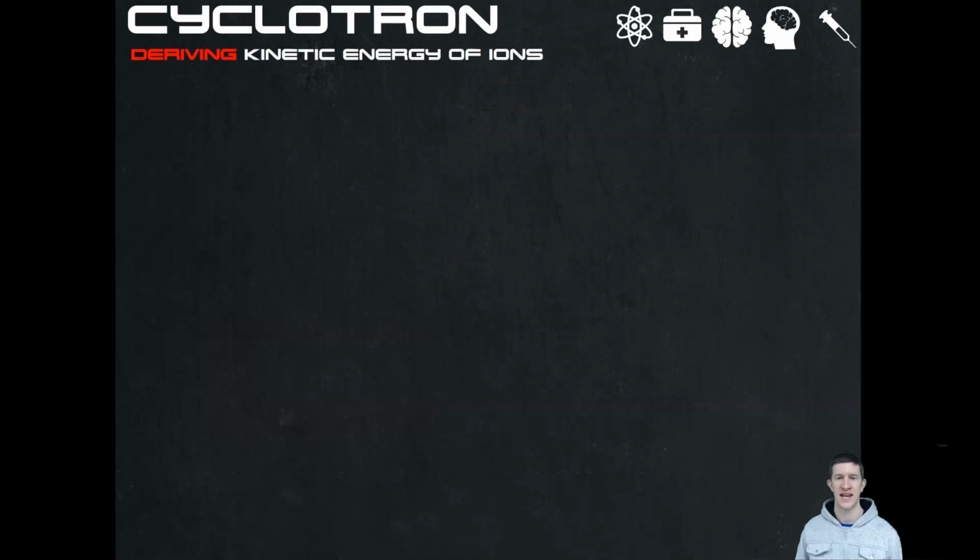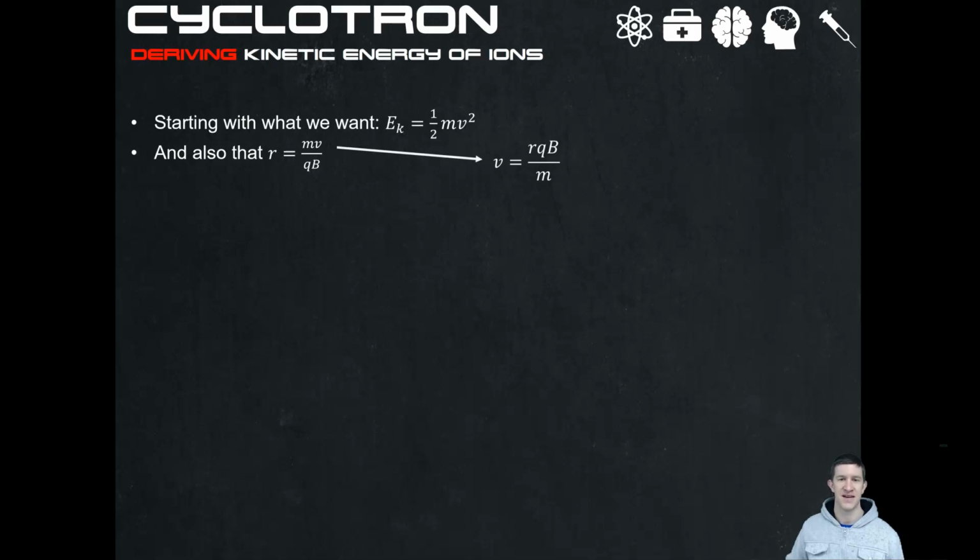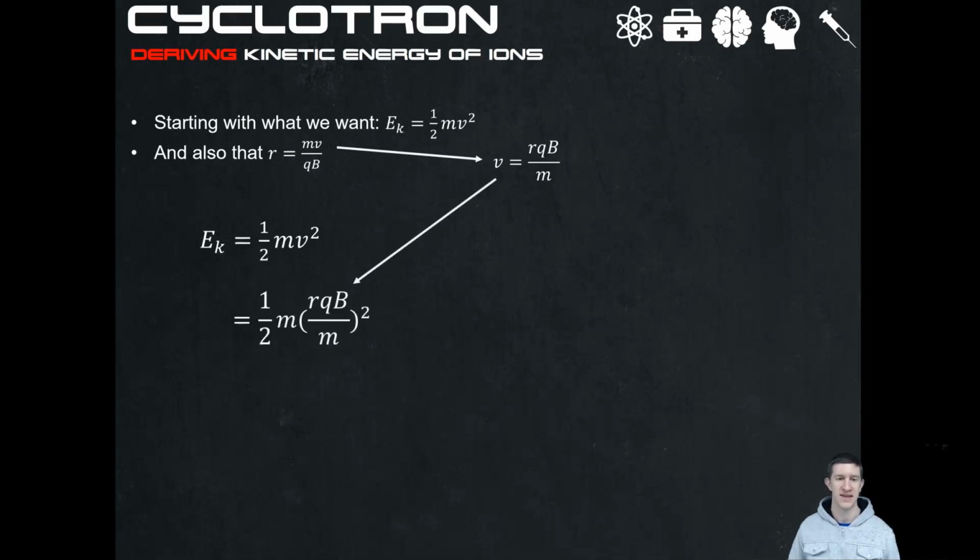The next part is deriving the kinetic energy of the ions. So if we start with what we want, which is the kinetic energy formula, that's our half mv squared. We also know that the radius is mv over qB from before, and we can rearrange that for velocity. So the velocity of the particle is the radius times the charge times the magnetic field strength divided by the mass. We go back to our kinetic energy, but now we've got a new way of representing the velocity. So we plug that in and we get our v squared term, where v is now this representation. We rearrange it all, tidy it all up a bit, and we get our formula for kinetic energy.